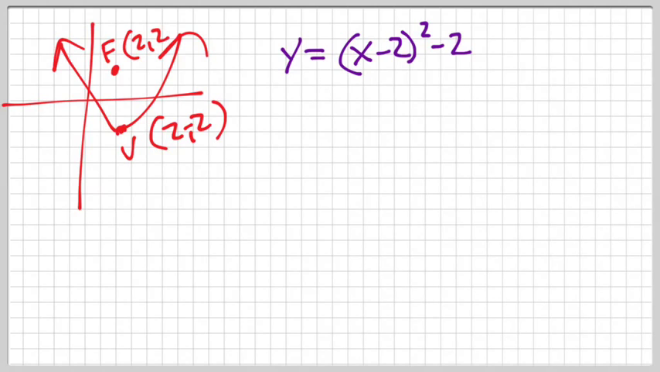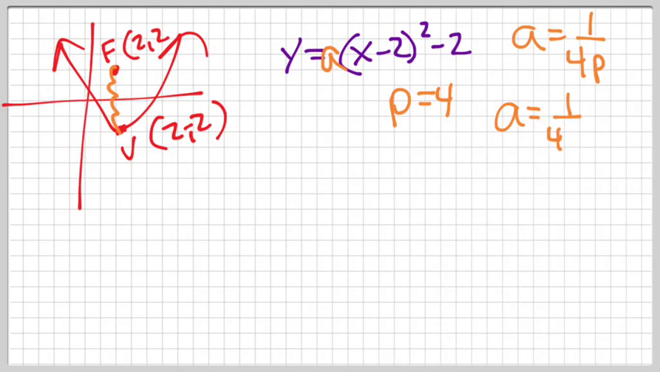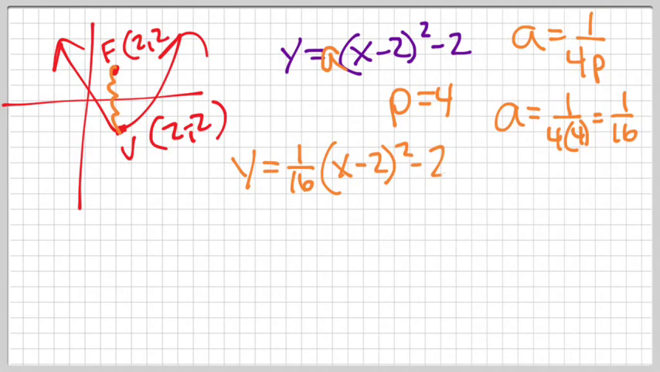And as we talked about, usually a goes in front of the parenthesis, but for conic sections, the new a is 1 over 4 times p. And we know that p is the distance from the vertex to the focus. If I count, it goes 1, 2, 3, 4. And notice how I went up 4, so that means it's positive 4. So a equals 1 over 4 times 4, which is 1 over 16. So that's a in my equation. So y equals 1/16 x minus 2 squared minus 2.